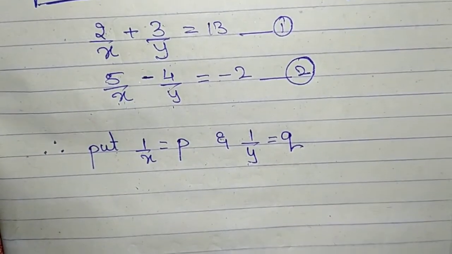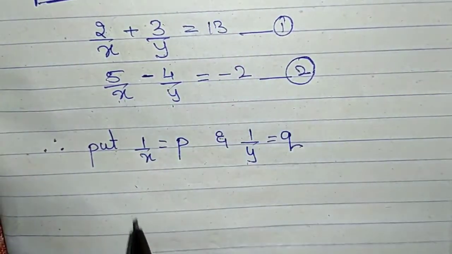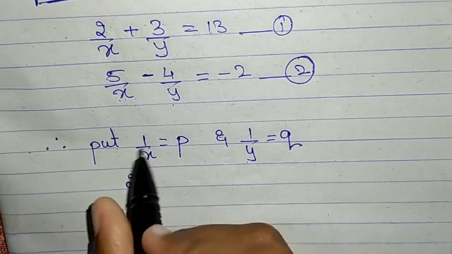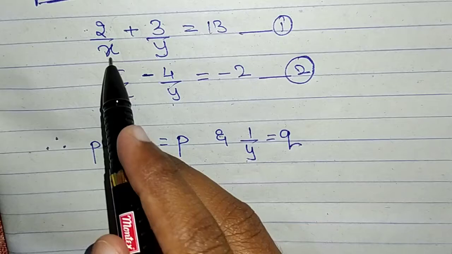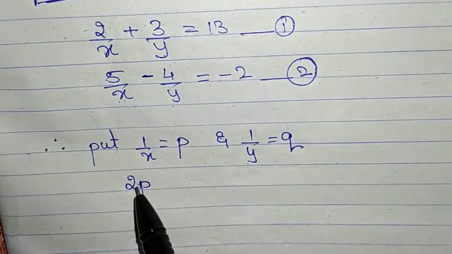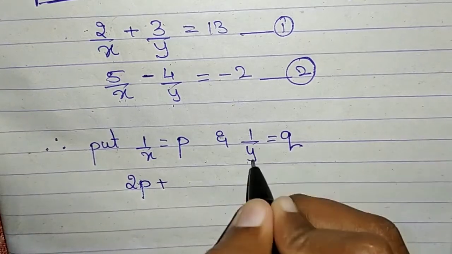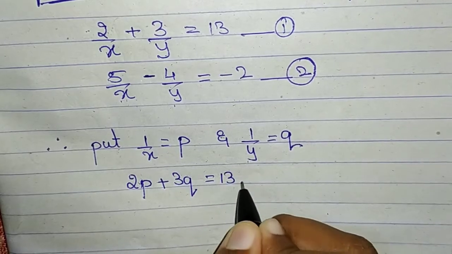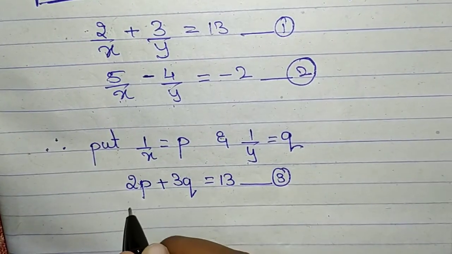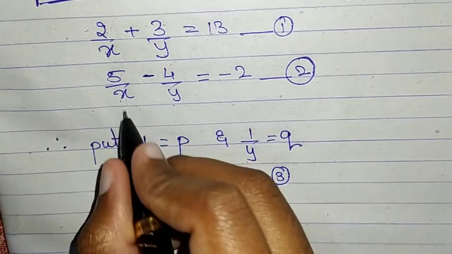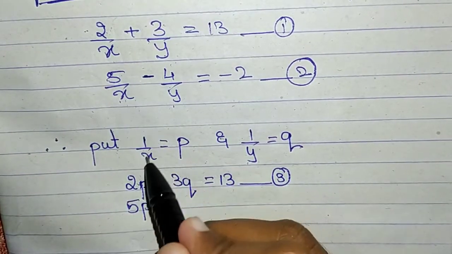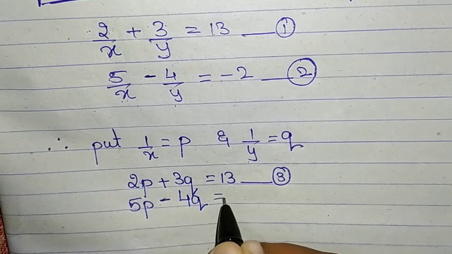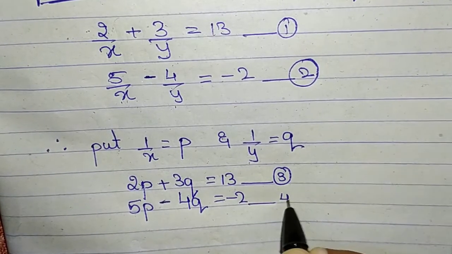So now both these equations will be changed to the form 2p, because 2/x is 2 into 1/x, and 1/x can be replaced by p. 2p plus, similarly 1/y is replaced by q, 3q = 13. This is our equation 3. And 5p, because it is 5 into 1/x, and 1/x is p. 5p - 4q = -2. This is our fourth equation.